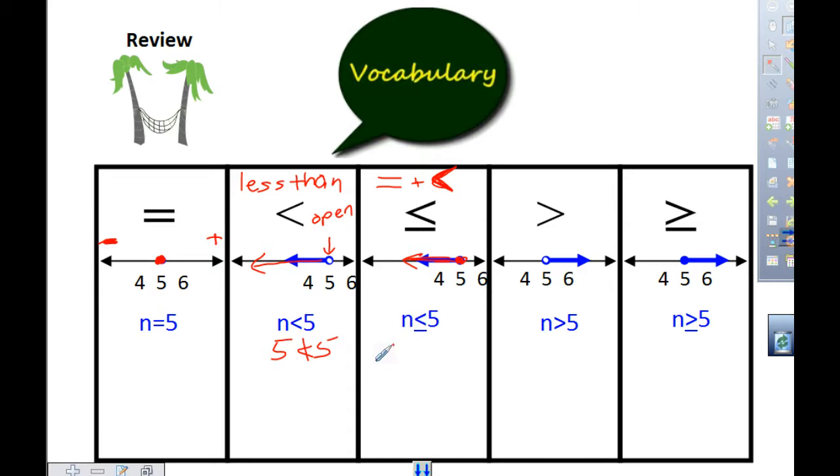Notice here, is 5 less than or equal to 5? Yes, that's why it's circled in. As opposed to here, 5 is not less than 5. That's why it's open. 5 is not a solution at all. So you're going to solve a few, I think just one-step inequalities, right? One-step inequalities. And then graph their solution.